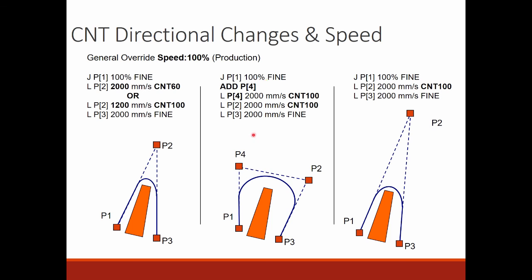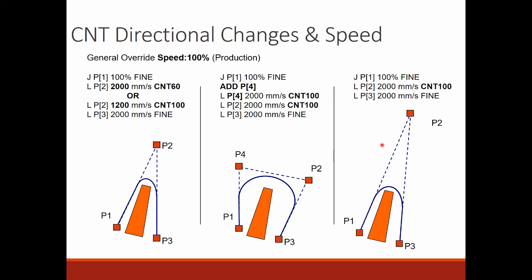In this example here, we have another way of avoiding this object by including a P4, so it kind of creates a trapezoidal shape, and as it goes around to P4, we do a continuous move between P4 and P2, and then back to P3 as a fine move.